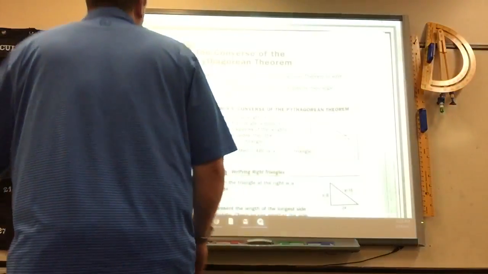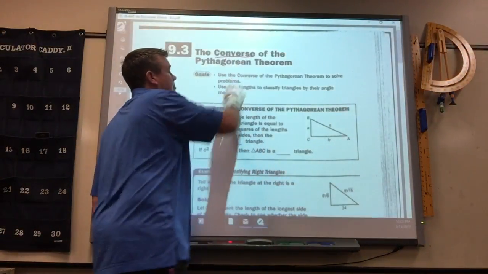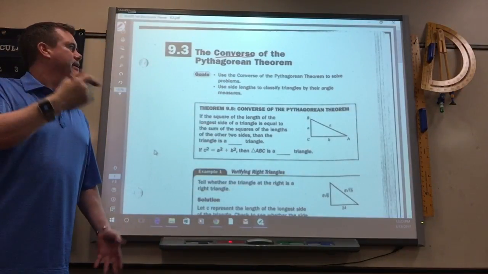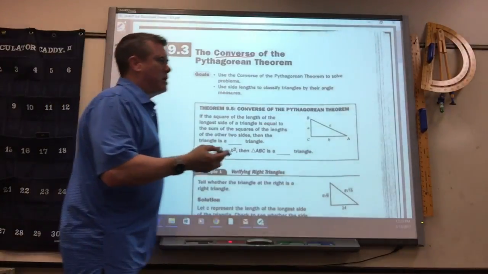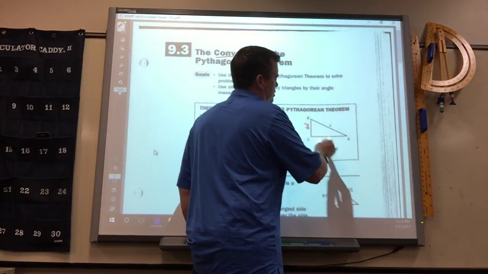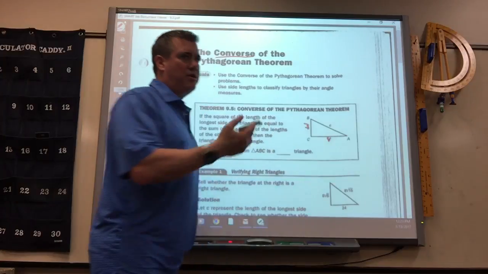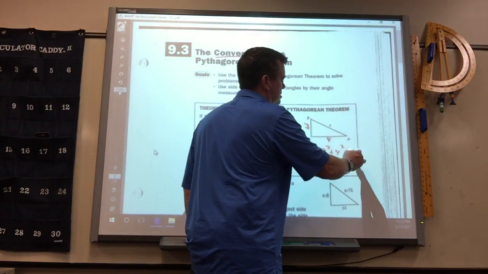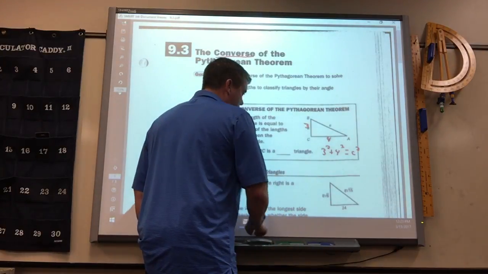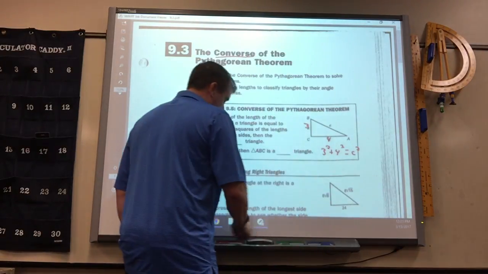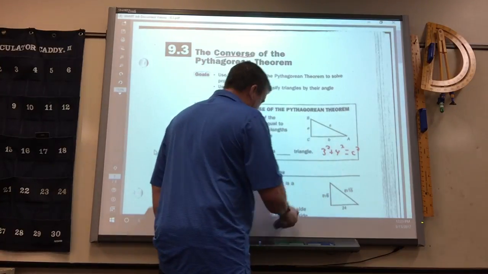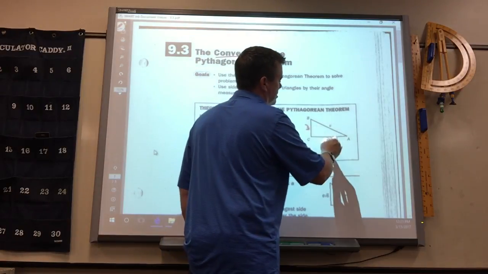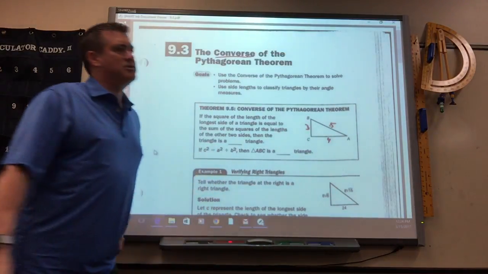All right, the converse of the Pythagorean theorem. If you remember from the beginning of the year, converse is you just switch the order. What we did before is, if you knew two sides of a triangle, you could find the third by going a squared plus b squared equals c squared, and then solving it. So the converse is doing this backwards. They're going to give you all three sides, and then you're going to check to see if it's a right triangle.